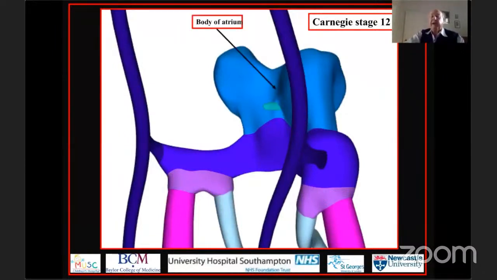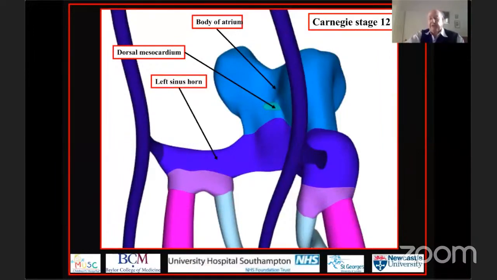We're looking at it now from the right and behind, so there is the body of the atrium. And another important consideration is that at this stage, the body of the atrium is still attached to the pharyngeal mesenchyme. That's going to become important when we consider development of the pulmonary vein. But let's look at these sinus horns, because there you see the left sinus horn and the right sinus horn.